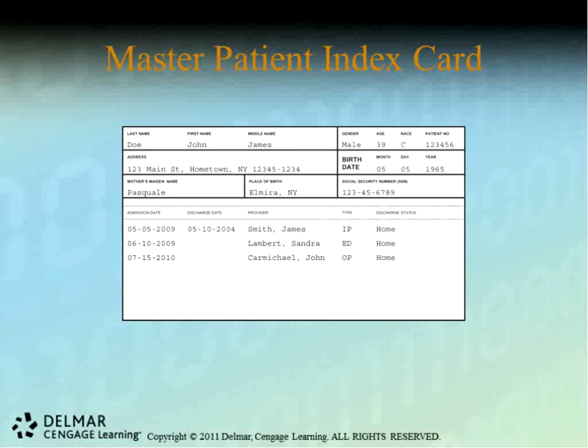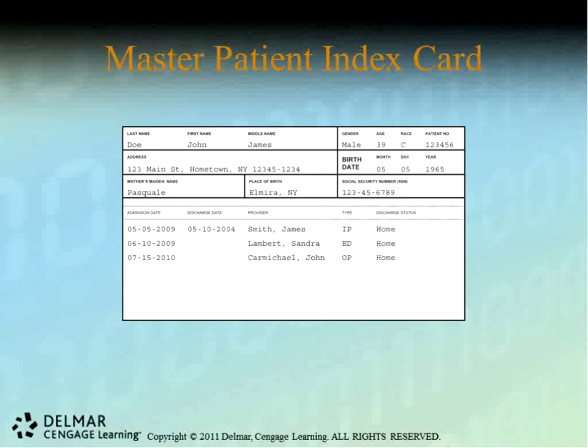Now, on the other hand, with your automated MPI, you can quickly find the information that's needed in that master patient index when you compare it to a manual MPI, because you have to manually go through and look up that patient in that little index file, which is going to be much slower than just typing that patient name in. All the information I need comes up on the automated system.